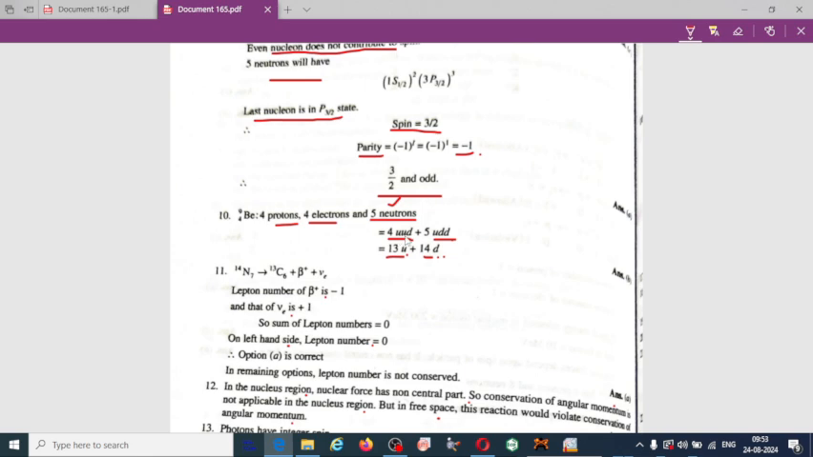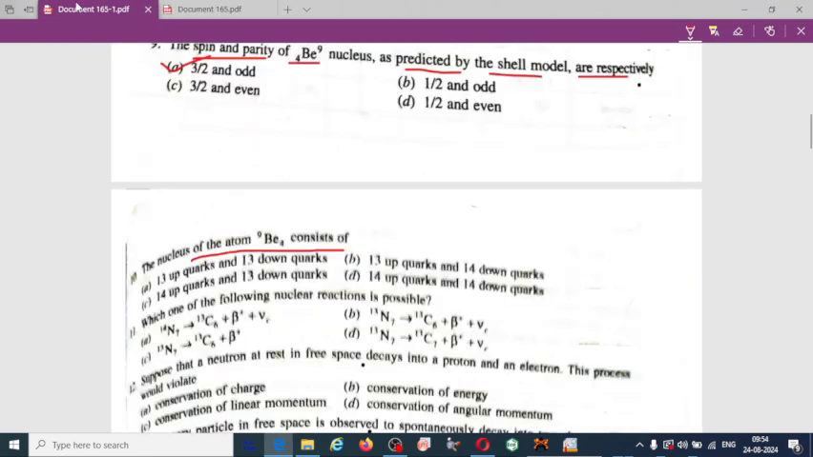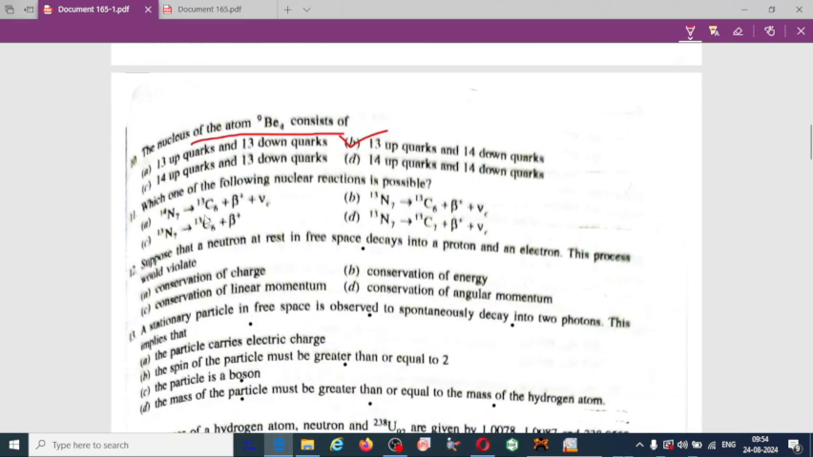Here, 2 up quarks per proton: 4 plus 4, 8 up quarks. Here, 5 up quarks from the neutrons, so the total is 13 up quarks. Similarly for down quarks. Option B is correct: 13 up quarks and 14 down quarks.